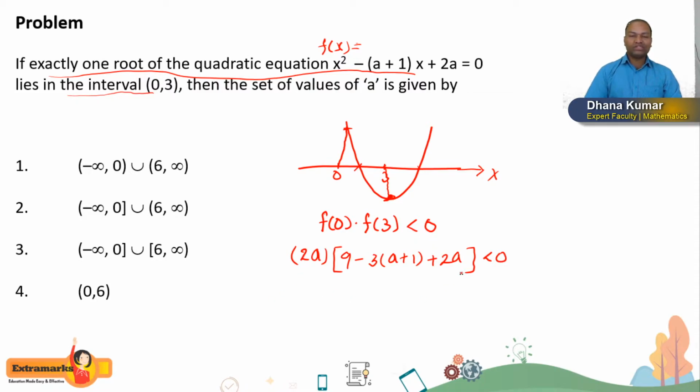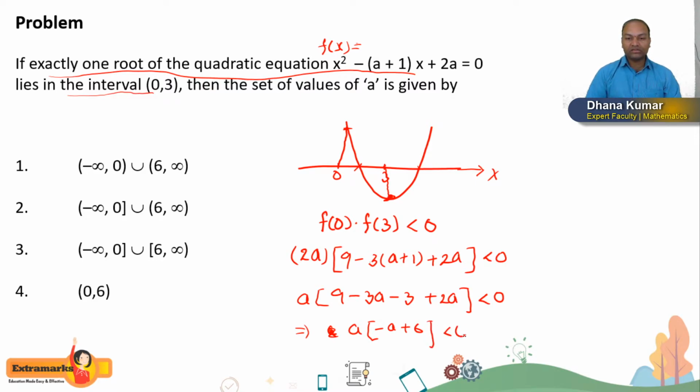Understood? Right. To shift this side, so 0 by something is 0. So remaining a into, here simplification, 9, expand this bracket, minus 3a, minus 3 into 1, minus 3, plus 2a, which is less than 0. That implies a into minus 3a plus 2a. How much? Minus a. 9 minus 3 plus 6, which is less than 0.